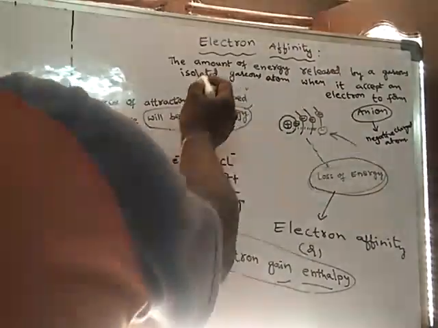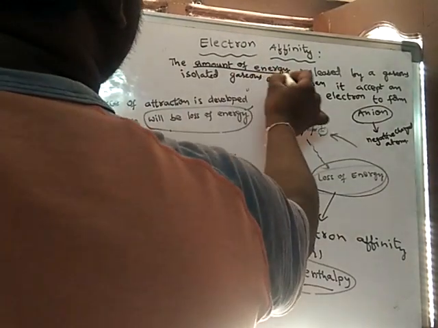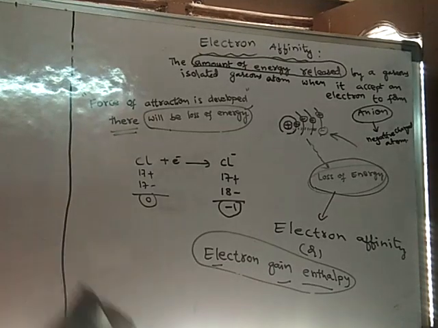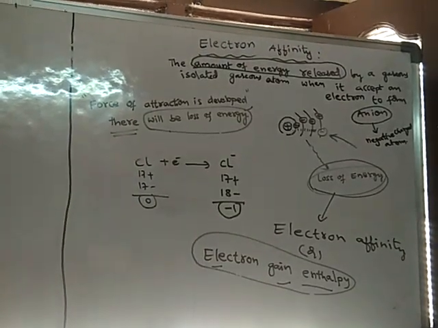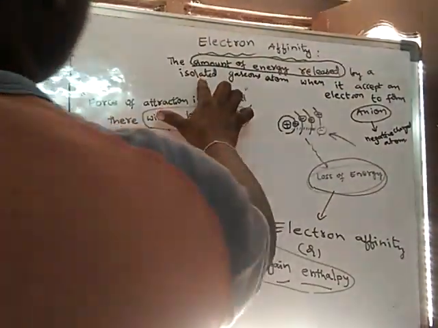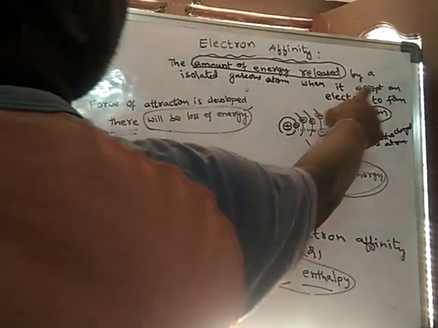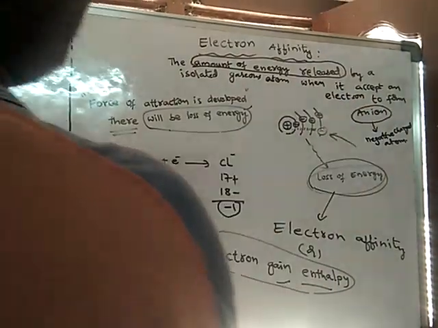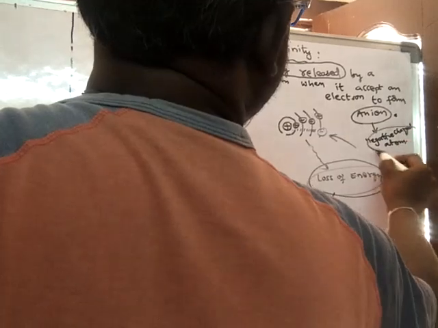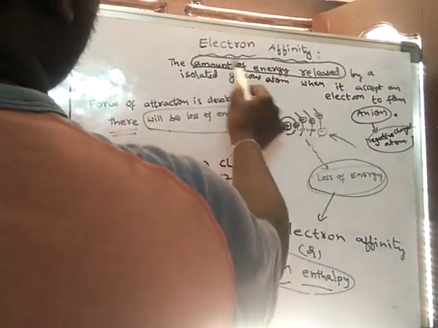So that means the amount of energy released by an isolated gaseous atom, when it accepts an electron to form an anion, that released energy is said to be electron affinity.